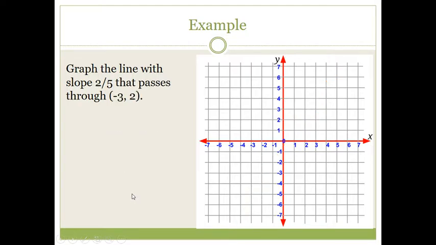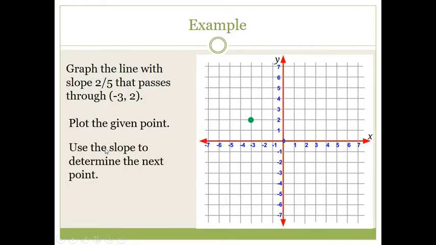So let's take a moment and do this example. This time we have a line with a slope of 2/5 that passes through the point (-3, 2). All right, so I need to have a starting point. Whenever I'm graphing, either using this method or the slope-intercept method, I always need to plot the point first. Then I can use the slope information to get a second point, and that's how we connect our line.